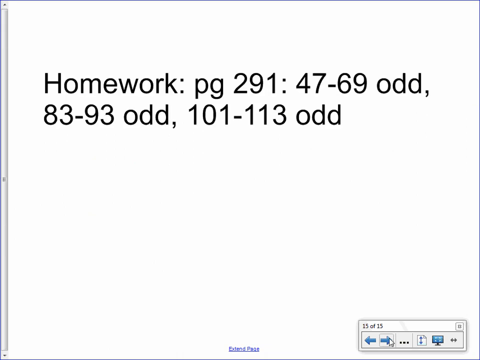Here is your homework. Please make sure on number 101 you do part B first. Okay? 101 is set up like the one that we just went through, where they're asking for RPMs, but you have to find the angular velocity first. So do part B first. All right?